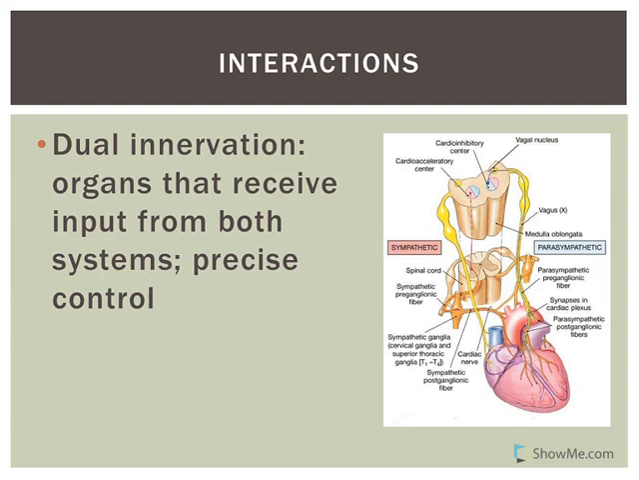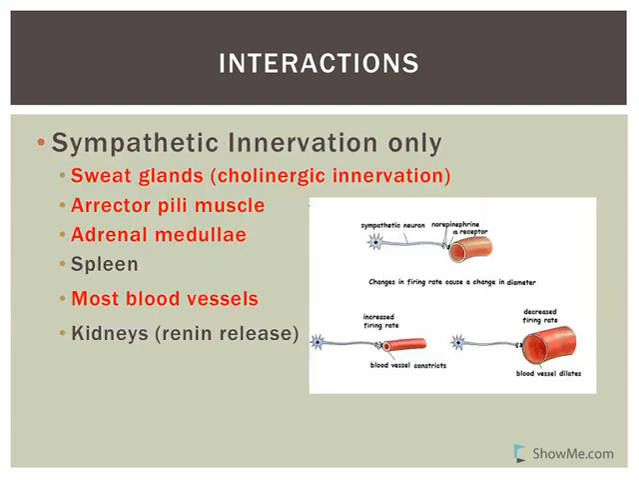Another place that we have dual innervation, but actually before I do that, I do want to talk about some structures that have no parasympathetic innervation. They're innervated by the sympathetic division only, and the ones that are important for you to remember are the ones that I've done in red.